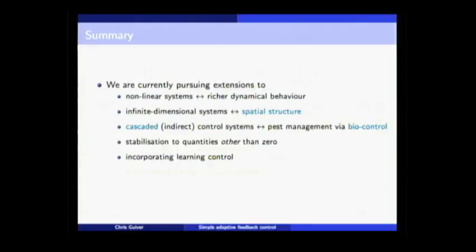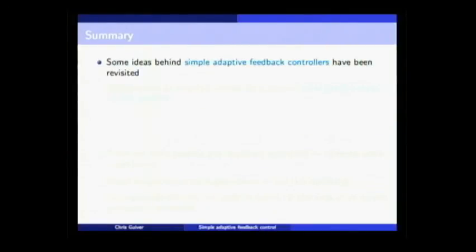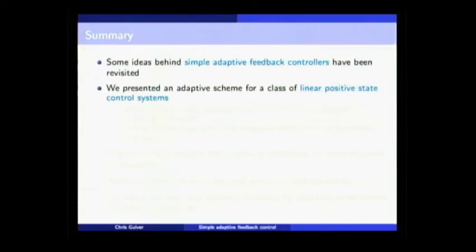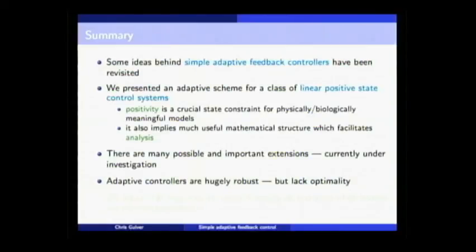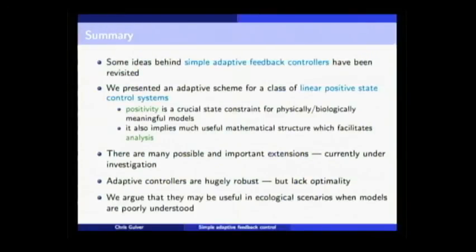Some of these extensions we've already started and made some progress on, but the ideas are more of the same. I've tried to combine ideas from systems and control with problems in ecology, using some novel mathematics via positivity. These are things we'd like to do. So I presented some ideas on simple adaptive feedback control. Positivity is the crucial assumption, really, but it also implies lots of nice mathematics. Adaptive control, as I tried to mention with the airport example, is hugely robust but lacks optimality. You may end up using more control effort than you actually need, but without knowing your model, it's very hard to know how much you need. Okay, great, thank you very much.